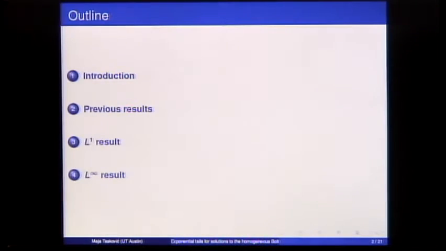Here is a brief outline of the talk. It has 4 little sections. One is the introduction, then the statement of previous results, and then 2 of our results, one in L1 sense and one in L infinity sense.